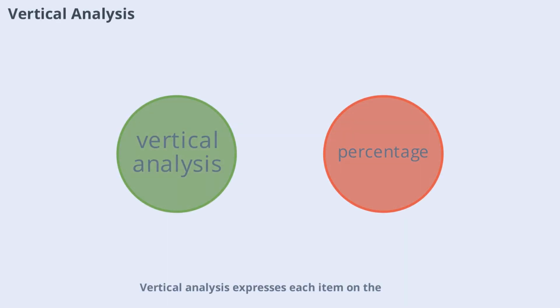Vertical analysis expresses each item on the income statement as a percentage of total revenue. This approach helps you see the relative size of each expense or profit component. For example, you can quickly identify if operating expenses are taking up too much of your revenue. Vertical analysis is useful for comparing your business to industry benchmarks or competitors.